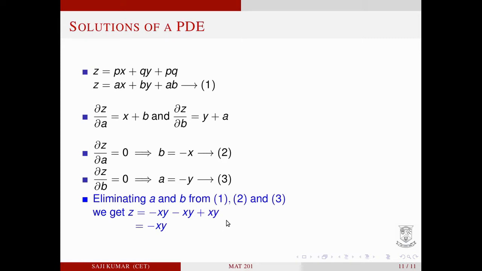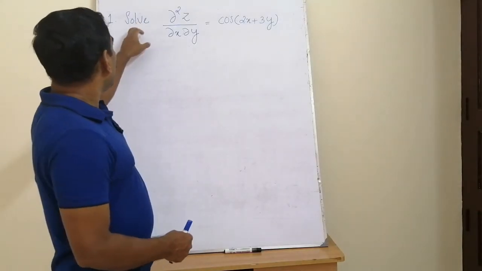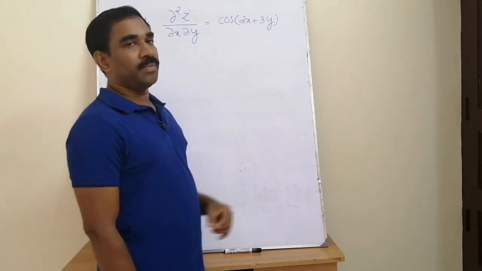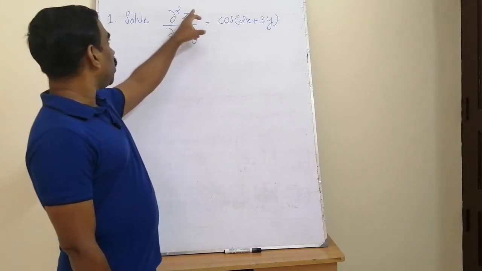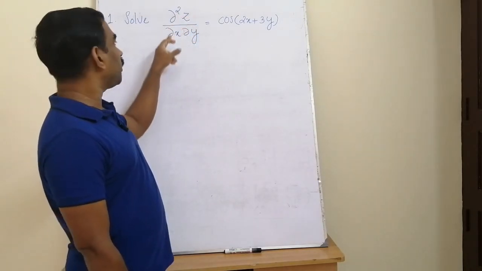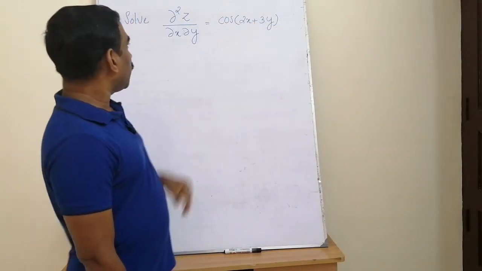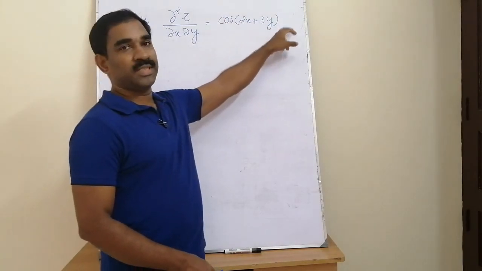Next we will see how to solve a given differential equation by the direct integration method. Consider the question: solve ∂²z/∂x∂y = cos(2x + 3y). What does the differential equation say? The second derivative of an unknown function z with respect to x and y is cos(2x + 3y). And here the specialty is that the right-hand side is independent of the dependent variable z.